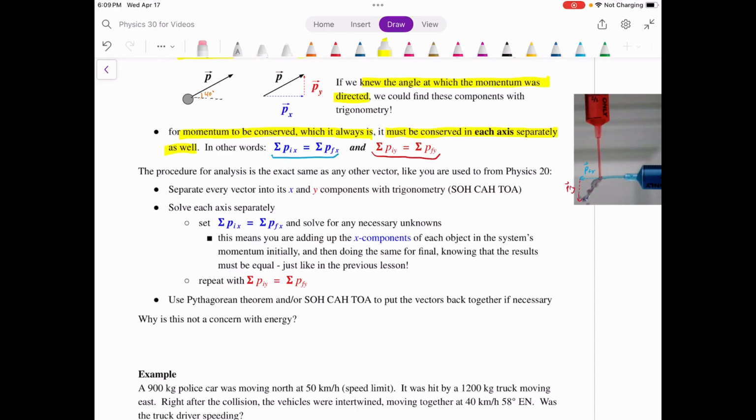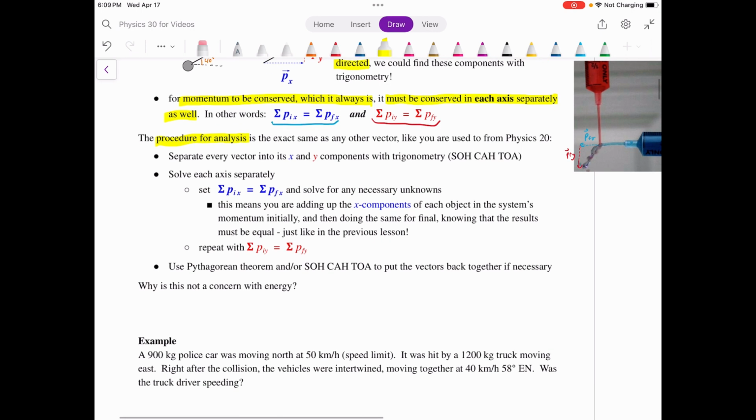So like I said, the procedure for analysis here is the exact same as what we were doing in the previous lesson and the exact same as what we did in Physics 20 for 2D, right? Just kind of putting those ideas together. So what do we always do, right? Whenever we have a vector that has components in both axes, so it has both an X and a Y component, we know that we can only add X components to X components algebraically and Y components to Y components, right?